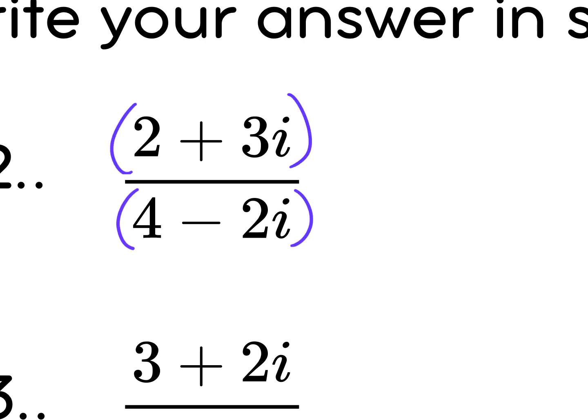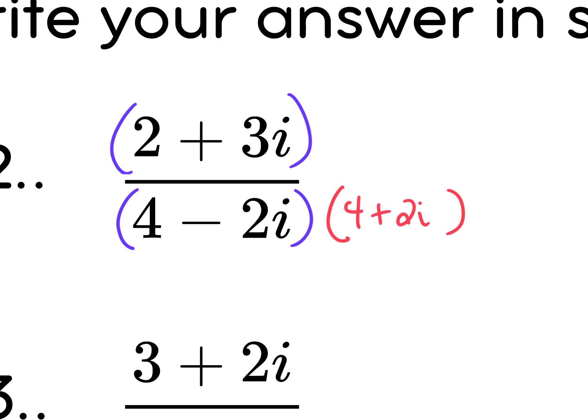You can have them in the top. Where can you not have them? On the bottom. All right, so how do we get rid of the i on the bottom? We're going to multiply by the complex conjugate of the denominator. What's the complex conjugate of 4 minus 2i? Good, so 4 plus 2i.